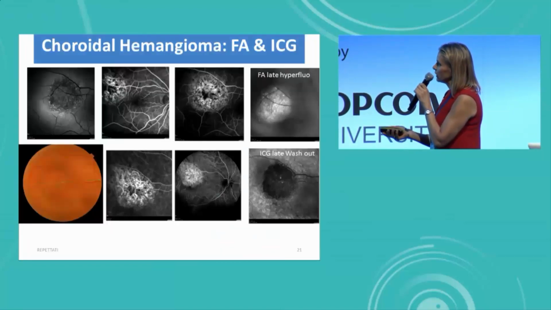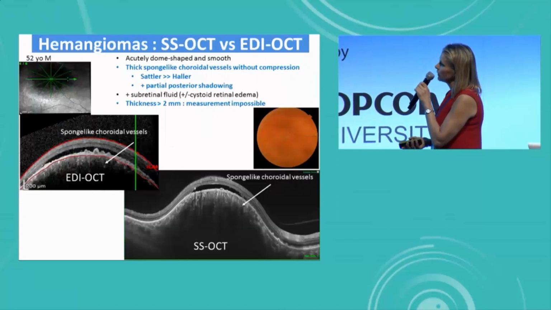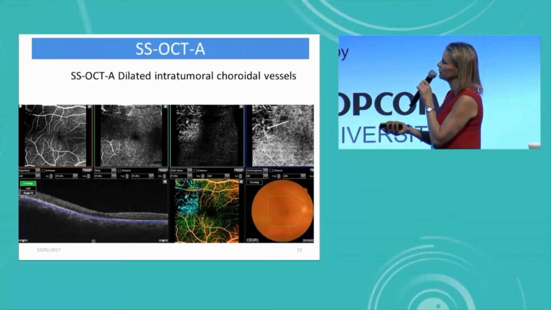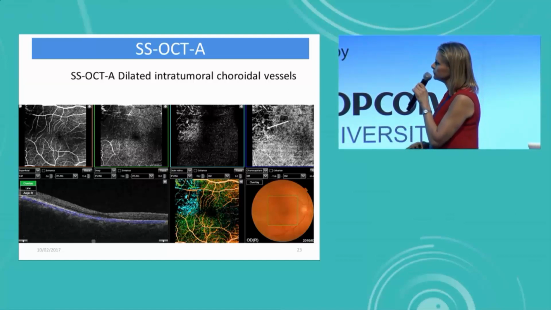Choroidal hemangioma is well diagnosed by FA and ICG in this case, and swept source and EDI OCT show that it's an acutely dome-shaped and smooth tumor with a characteristic sign of fixed sponge-like choroidal vessels without compression and partial posterior shadowing. Subretinal fluid is most of the time associated, but thickness could not be measured because the tumor was too thick.